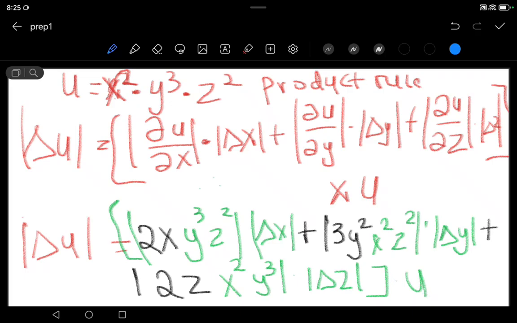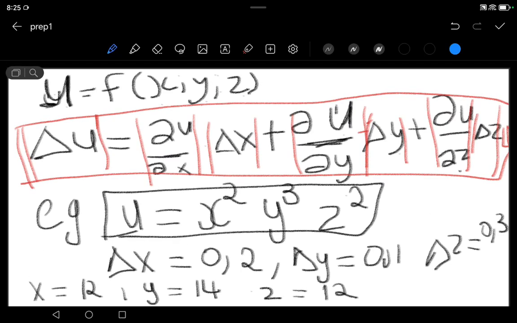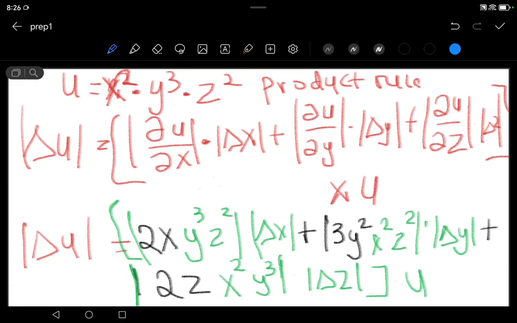So we're gonna substitute the values. We have 2x y cube z squared multiplied by changing x plus 3y squared x squared z squared times this, and so on. Okay, we have this. So from here, from our equation, we are given what? Changing x, changing y, changing z, the value of x, the value of y, and the value of z. What we have to do is just to substitute here.